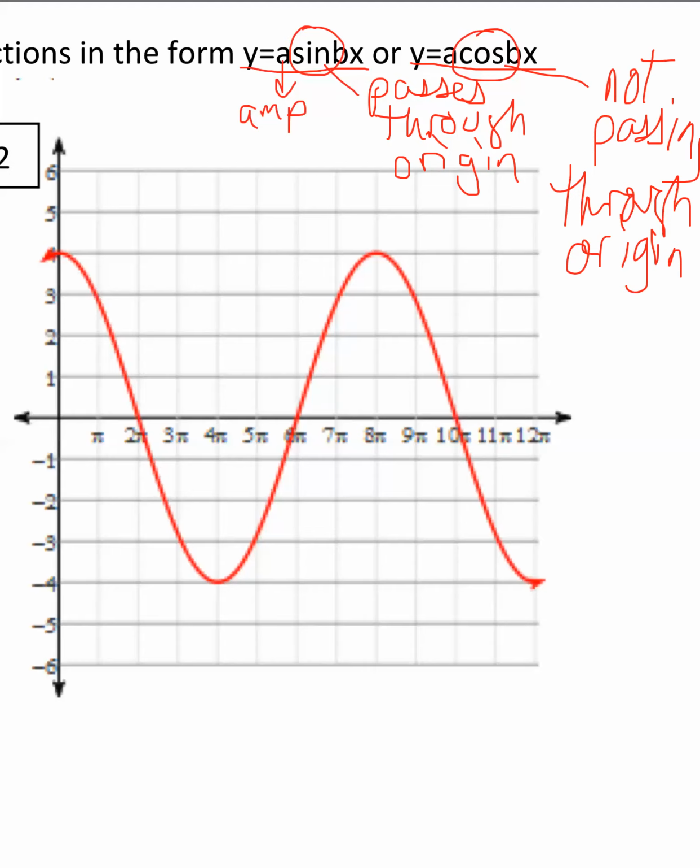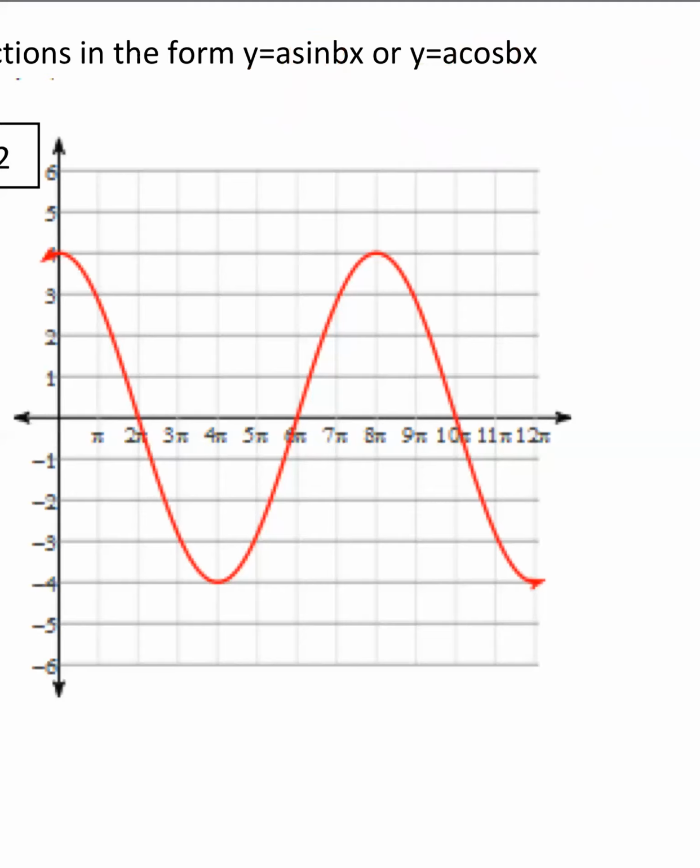Now the b is a little bit trickier to figure out, but it's not that bad. And I'm going to show you two different ways depending on what your graph looks like. What you're going to want to do is look at your graph and figure out how long it takes for the graph to complete one full cycle. Actually, let me zoom back over here to number 1, and we'll work through that one together so you can get a sense of how to do it.